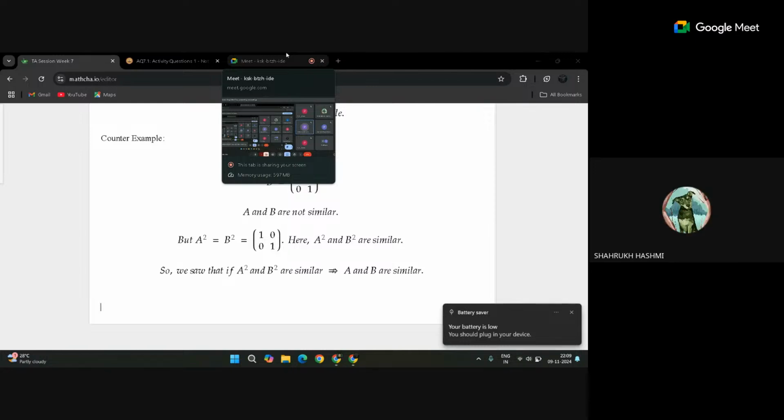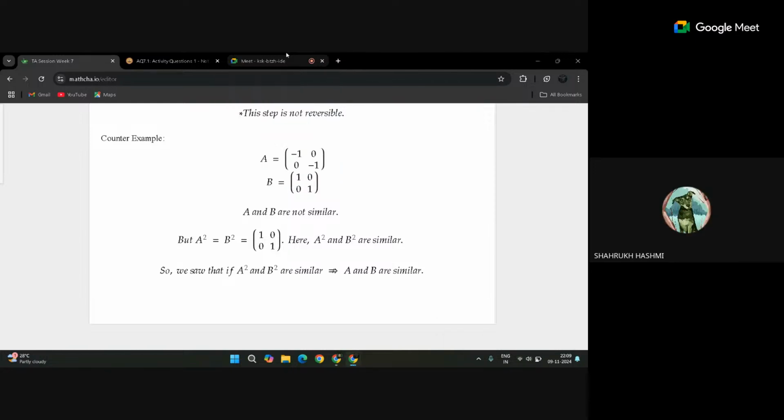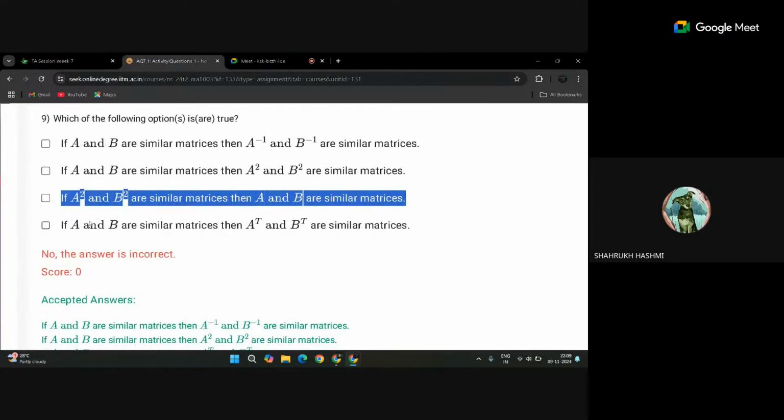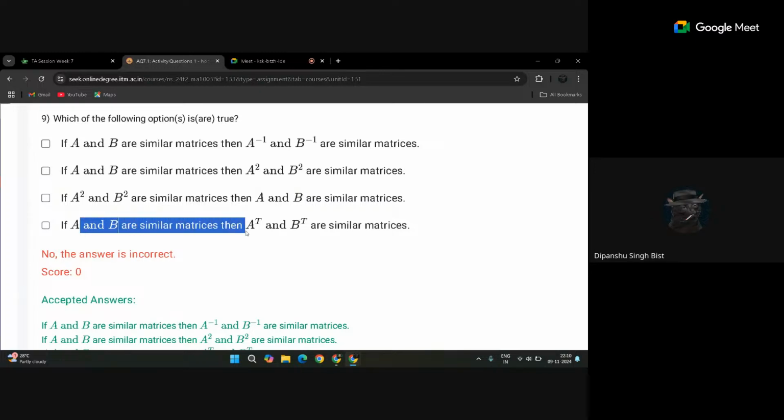But there is no way of coming back. Only an example can give satisfaction that it is not the case that if A square and B square are similar, then A and B are also similar. And if A and B are similar, then A transpose and B transpose are similar. So how would you prove that?